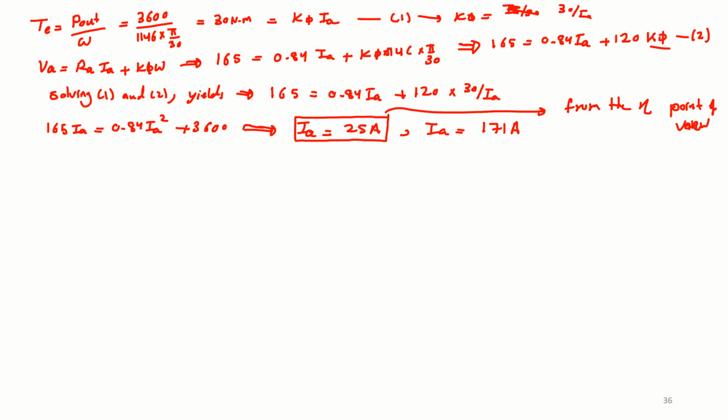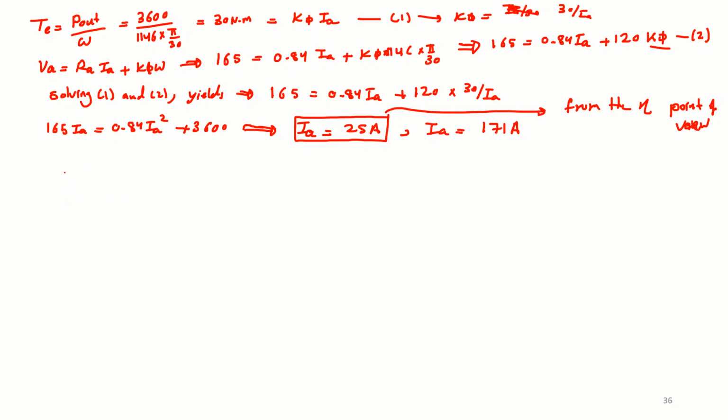So simply, you know that any DC machine should have efficiency more than 60%. So simply, from the efficiency point of view, we are selecting this current. So now IA max will be 3 times this one.